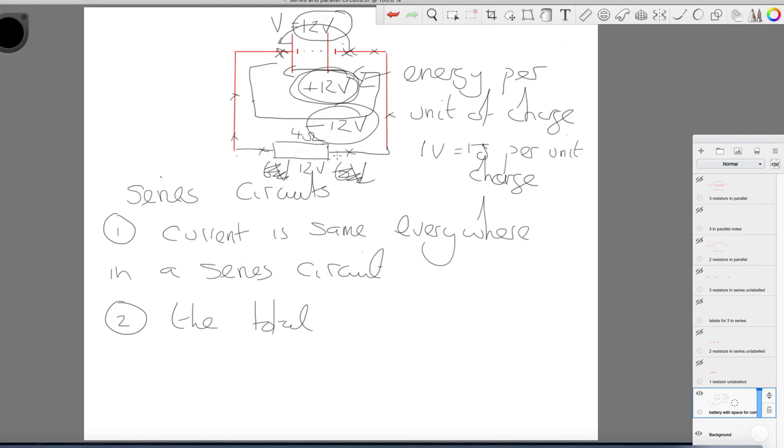And how much is dropped across each depends on how difficult they are to get through. So if they're both equally difficult, half of this 12 volts will be dropped across each of them. If one's twice as difficult as the other, then twice as much will be dropped across that. And that means it's in thirds then, so if you had, for example, 8 ohms and 4 ohms, well, this is twice as difficult as that, so twice as much would be dropped across that, so that would be 8 volts and 4 volts.